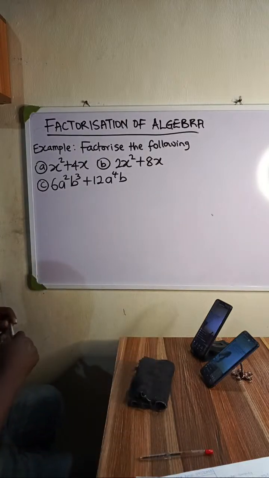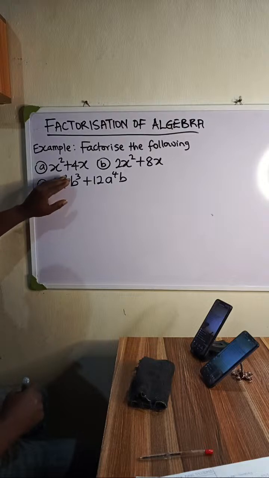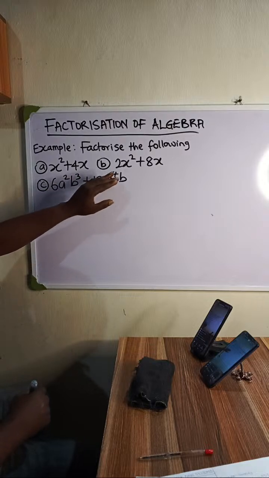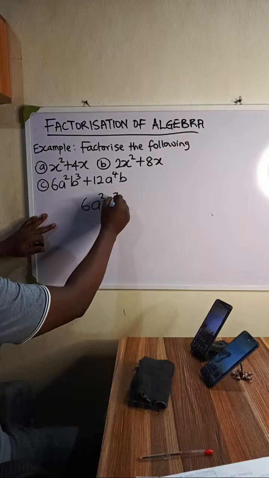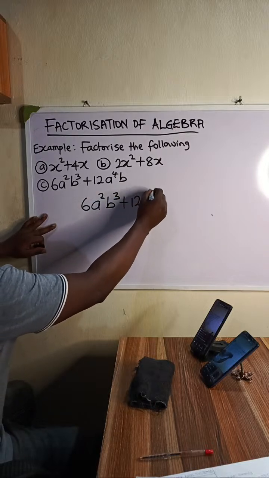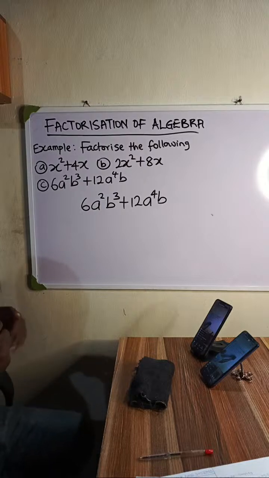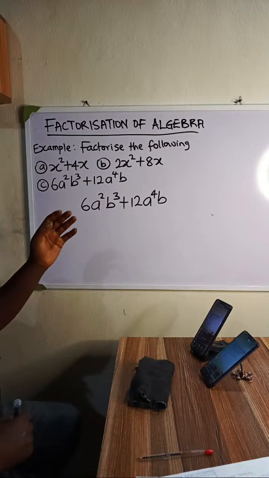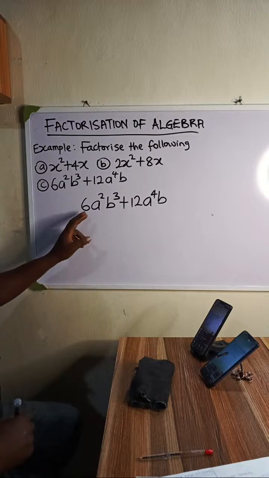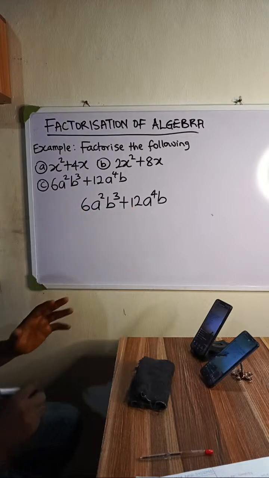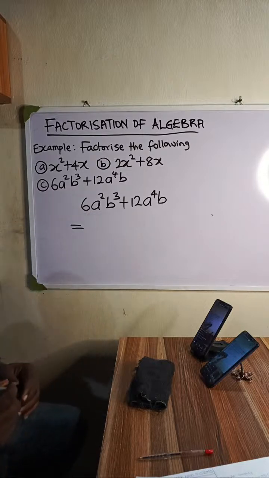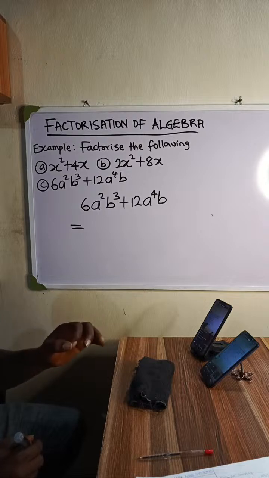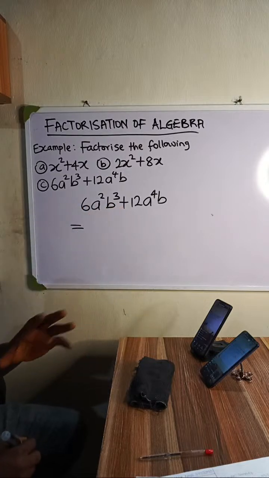So here we have 6a squared b to the power of 3 plus 12a to the power of 4b. So in this situation, we just follow what we've done before. So the first thing we do, we consider the numbers first. So looking at 6 and 12, what is the largest number that can divide both 6 and 12?